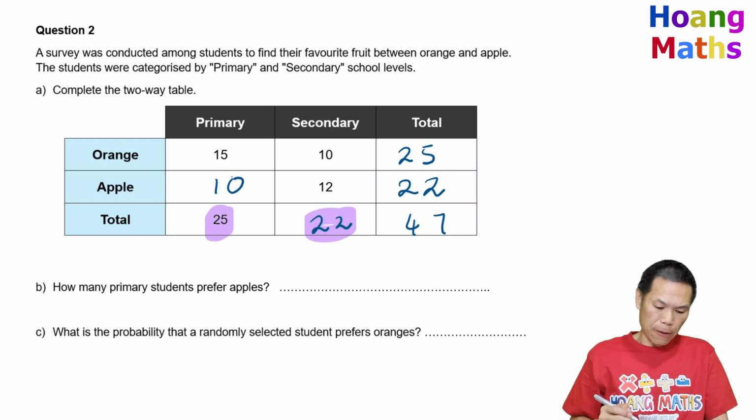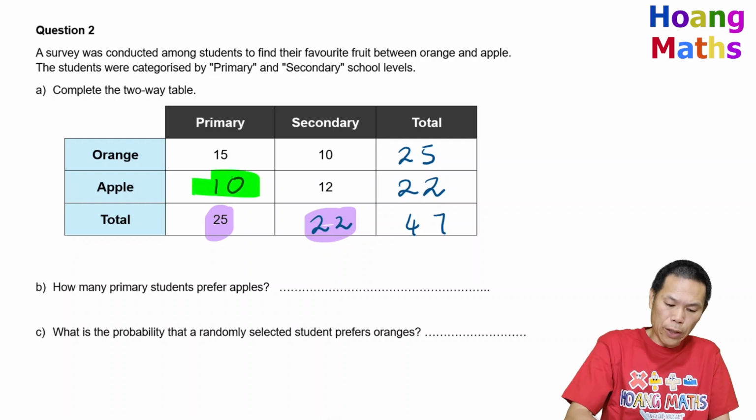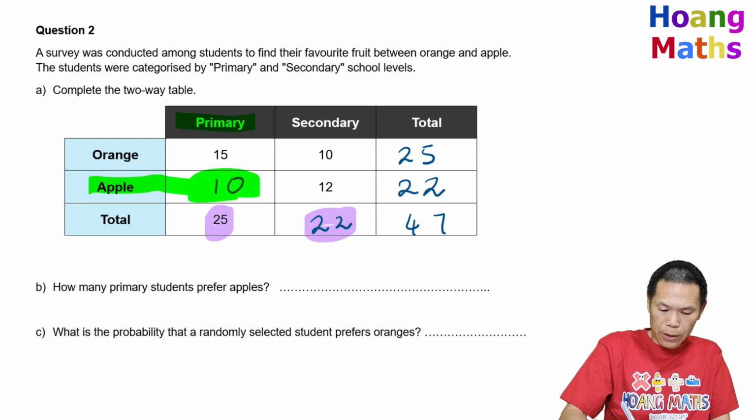Now, part B. How many primary students prefer apples? So primary students who prefer apples, so this one here. Primary prefer apple. So that will give us 10. So 10 students.